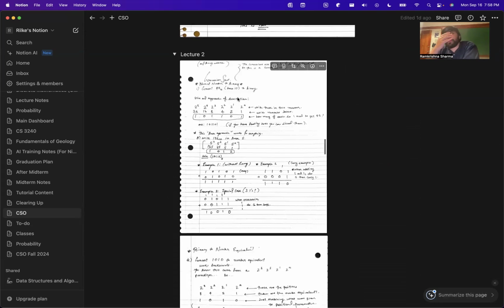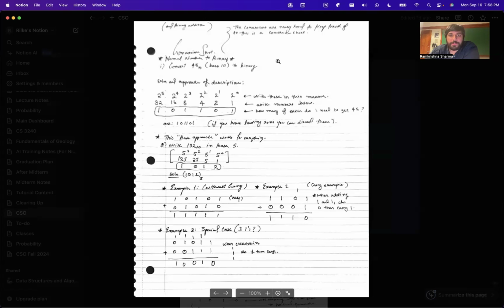This is lecture 2. There were some conversions here, just some basic stuff. If you want to convert a number from decimal to binary, something in base 10 to something in base 2, what you end up doing is mapping out, at the top, from left to right, 2 to the 0, 2 to the 1, 2 to the 2, 2 to the 3, and so forth. And you put the equivalent of those numbers underneath. So 2 to the 0 is 1, 2 to the 1 is 2, 2 to the 2 is 4, and so on.